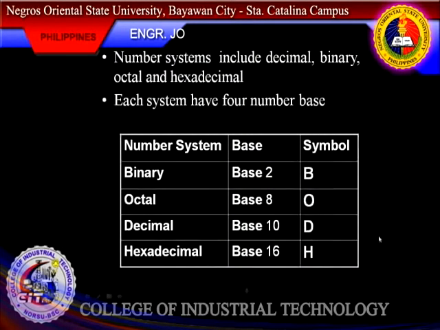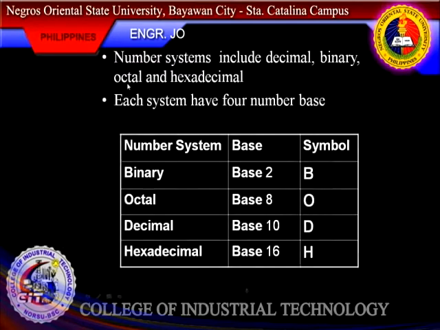Okay, that's only an example. The number systems include decimal. Decimal is our daily counting numbers, that is from 0 to 9. And binary, that is in the computer number system. Only binary, octal, and decimal are used in a computer number system. So binary uses 0 and 1, that is called a bit.